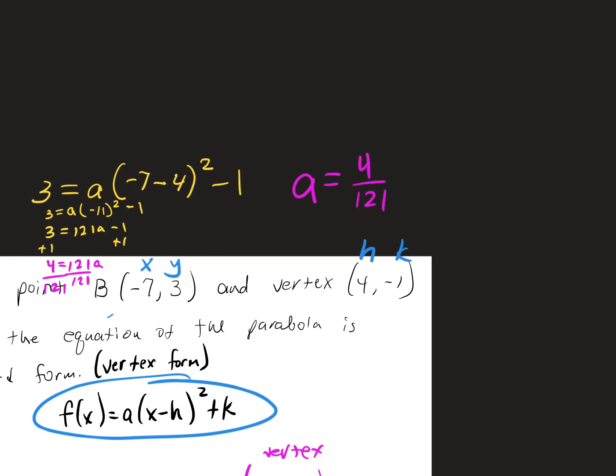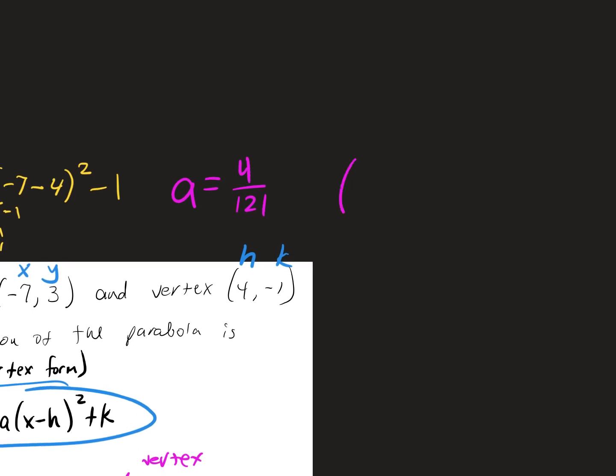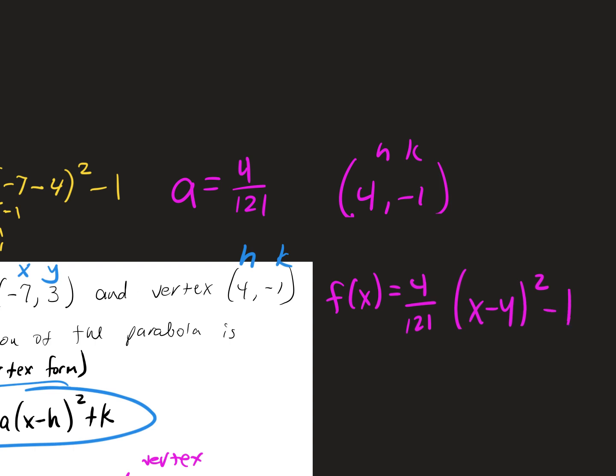Okay. Weird fraction. Who cares? What are the two things you have to have in order to write the equation of your parabola? Your a and your vertex. Do I have both of those things now? Yes. So now can we write our equation? So f of x would be 4 over 121 times x minus 4 squared minus 1. So this is what we call vertex form.